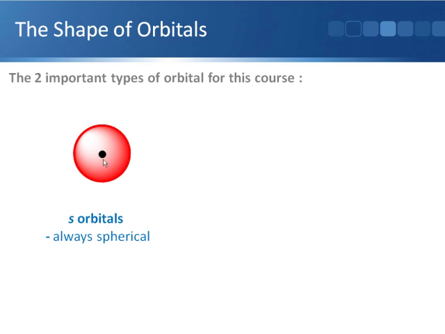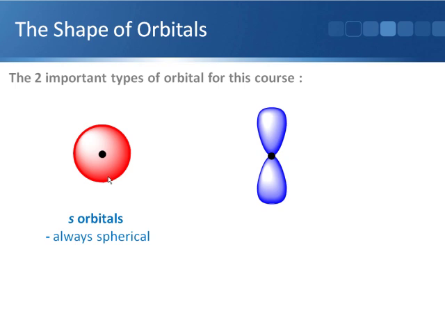So this black dot in the middle is the nucleus, and if there's an electron in this s orbital, then 90 to 95% of the time you will find the electron in this spherical area around the nucleus. It'll exist in this space around the nucleus, and this is said to be that electron's orbital, where it's most likely to be at any one time.